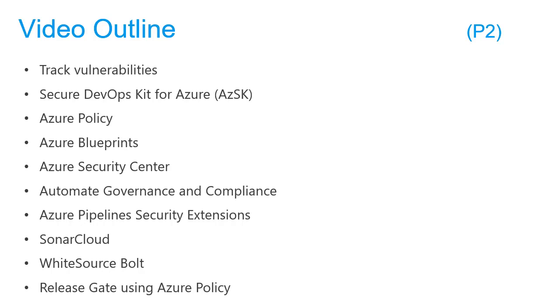Then we will talk about Azure Pipeline Security Extensions, different extensions existing on the Azure DevOps Marketplace that we can use to implement our security practices. Then I will give two examples of them. The first one is SonarCloud and the second is WhiteSource Bolt. Then I will give an example of how we can control the deployment of our release based on governance and compliance. If the release violates the policy, it will fail.